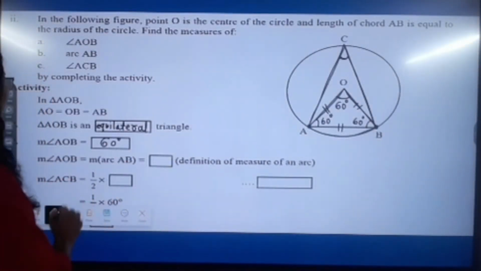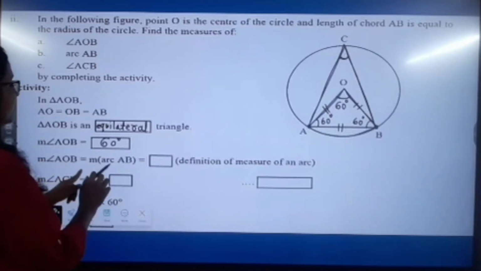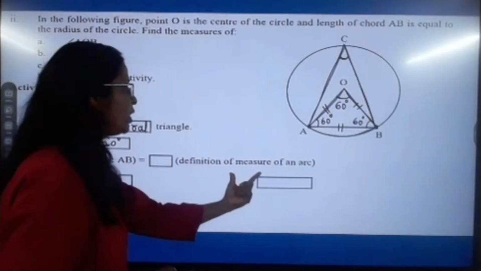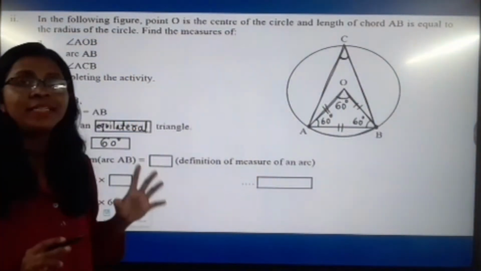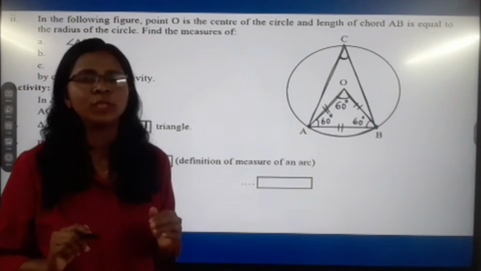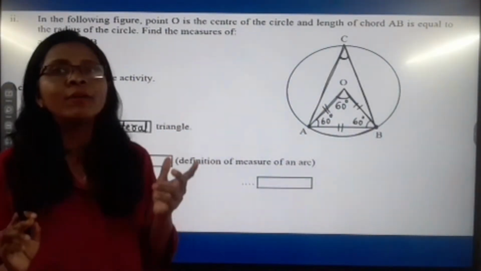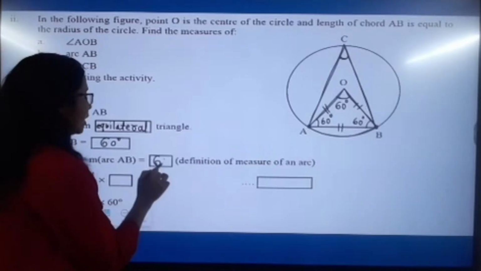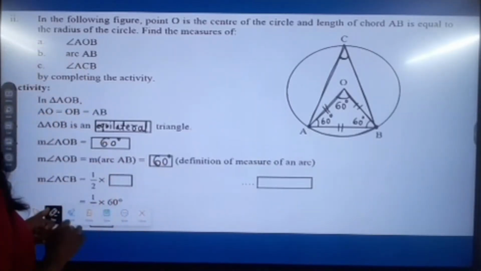Now measure of angle AOB is equal to measure of arc AB, students, because it is the definition of the measure of an arc. The central angle equals the arc AB, so they are both equal. So we write measure of arc AB is also equal to 60 degrees, students.